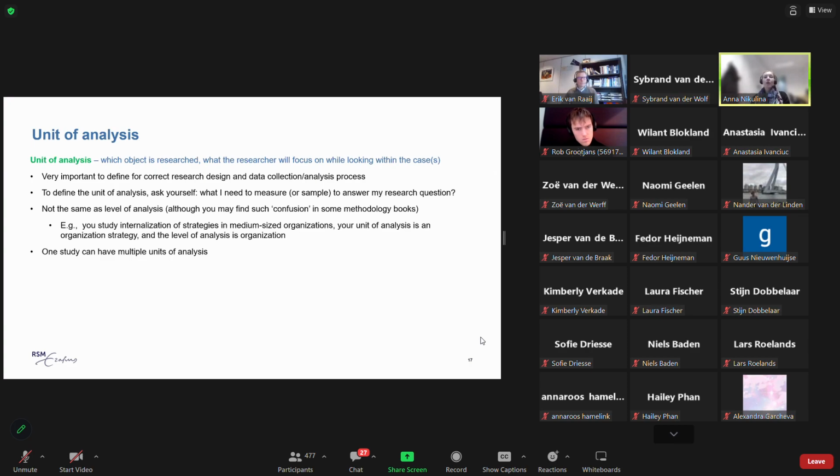Yeah, so here I have an example about strategies, but if you go back and look into, for example, the study that we have for today, about the contracts and contract incentives, you can say, okay, the unit of analysis is the contract, because they're really sampling and looking into different types of contracts, how incentives are worded differently, but they study it at the level of the supply organization.